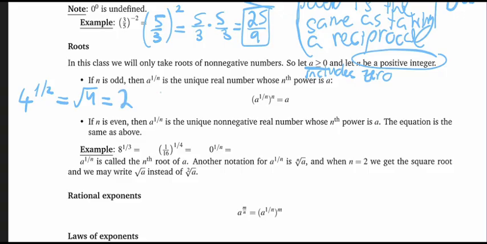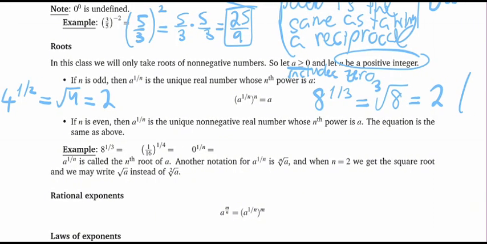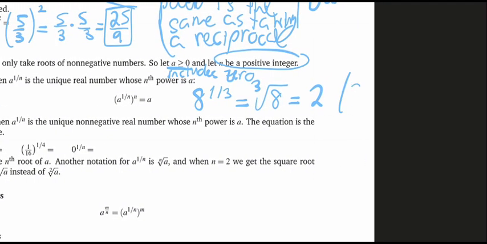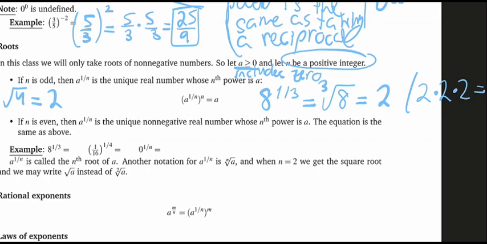Or 8 to the power of 1/3, that's the cubic root of 8. And that's going to be 2, because if I multiply 2 by itself three times, I am going to end up with an 8. 2 times 2 times 2 makes 8. Beautiful. Okay. This is what we mean by an nth root.